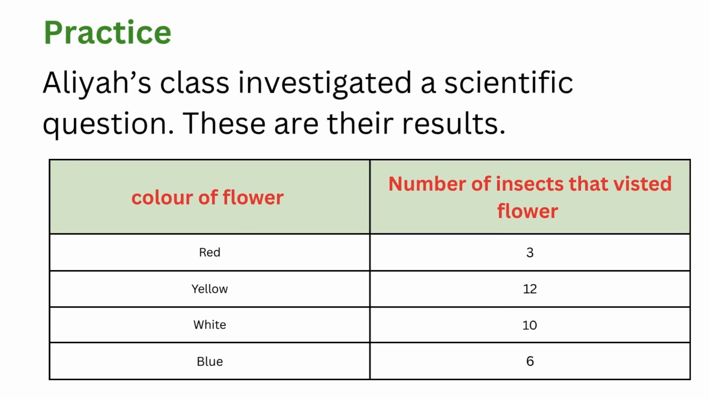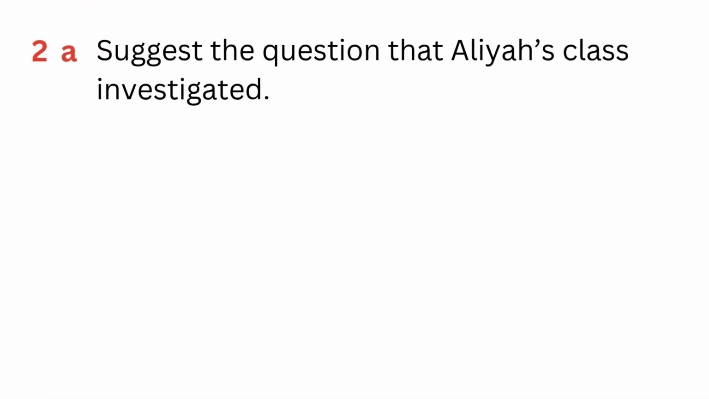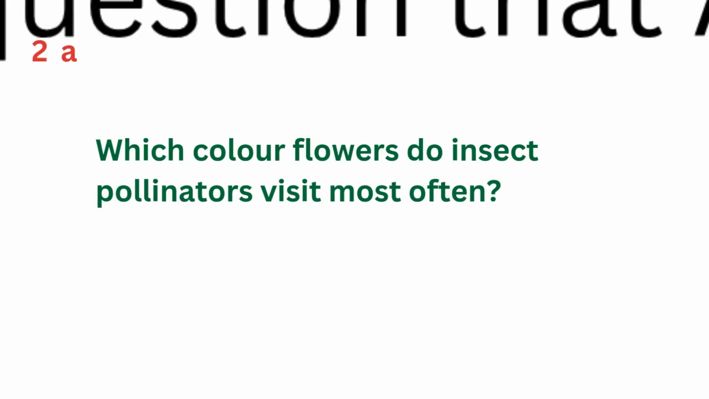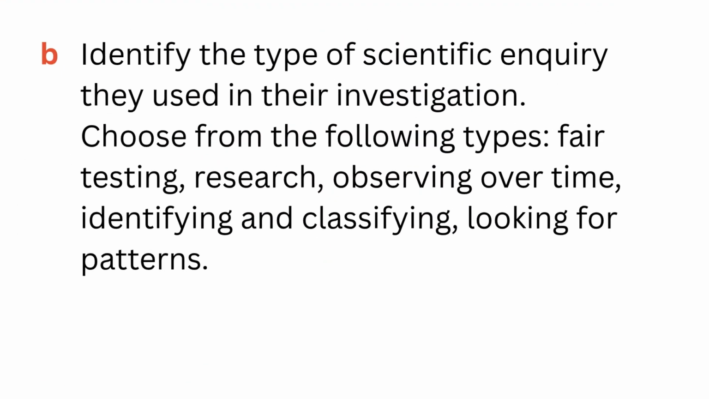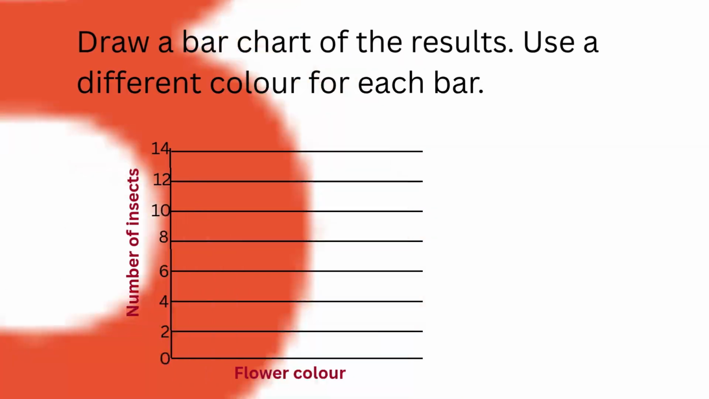Practice. Alia's class investigated a scientific question. These are their results. Question 2a. Suggest a question that Alia's class investigated. The question might be, which color flowers do insect pollinators visit most often? B. Identify the type of scientific inquiry they use in their investigation. Choose from the following types: field testing, research, observing over time, identifying and classifying, looking for patterns. Observing over time.